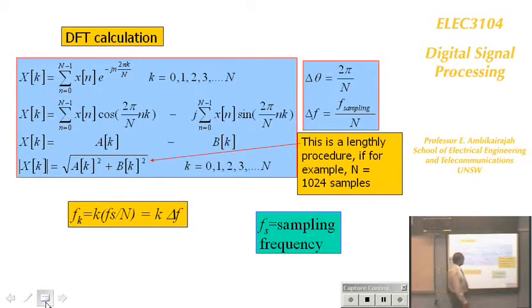So let's look at DFT calculation. How do you do DFT calculations? Let's look at one. Okay.